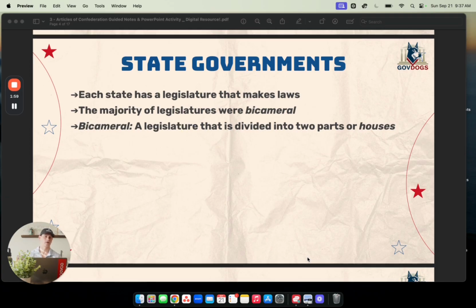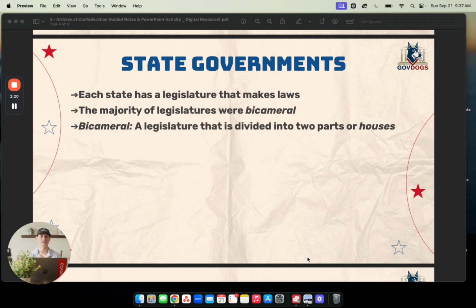Each state, just like the federal government, has a legislature, and the main goal of every legislature is to make laws. The majority of the legislatures were bicameral. So we're going to get into a bicameral legislature in a little bit more detail further on in the video. It's a very, very important concept, but you need to know the vocabulary word bicameral. Bicameral means two houses, right?